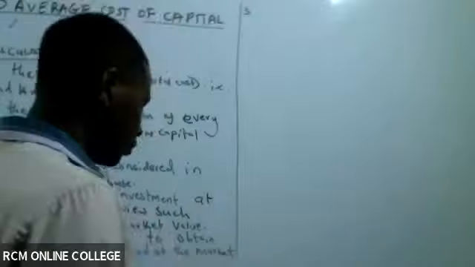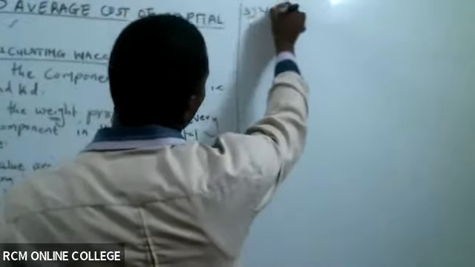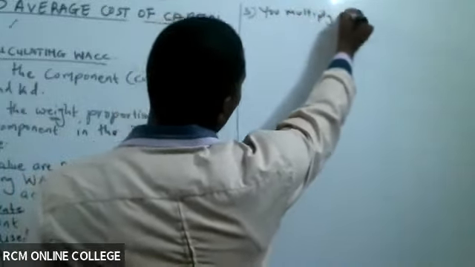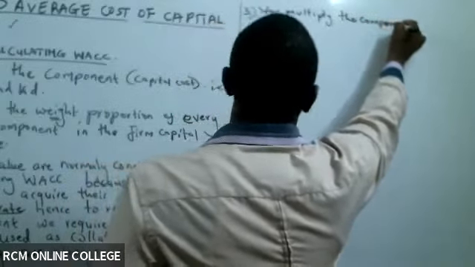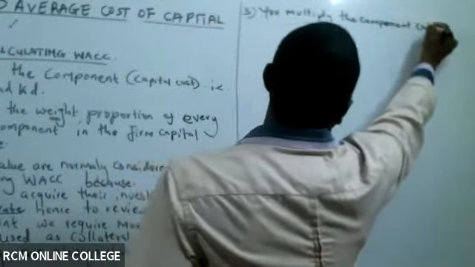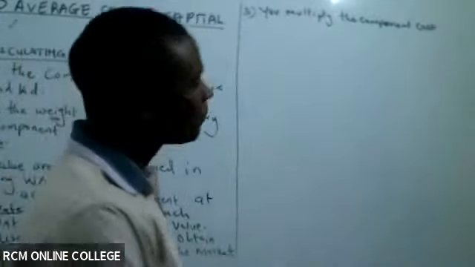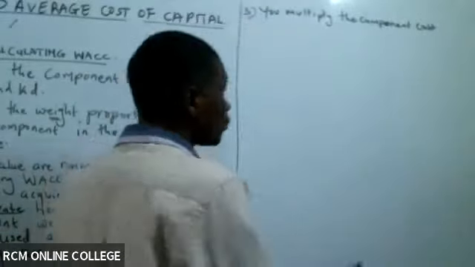Step number 3. You were told you multiply the component cost with their respective weight.